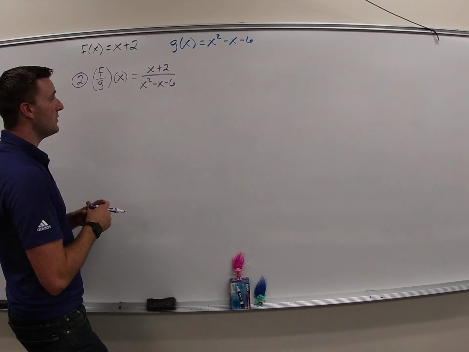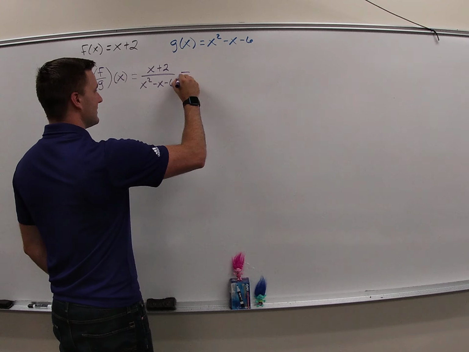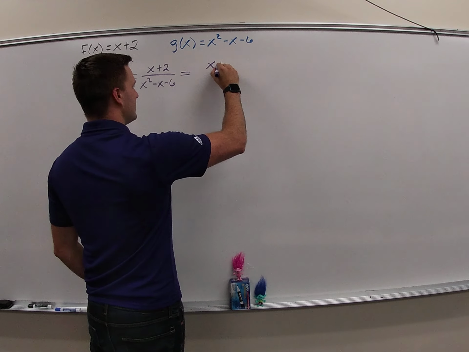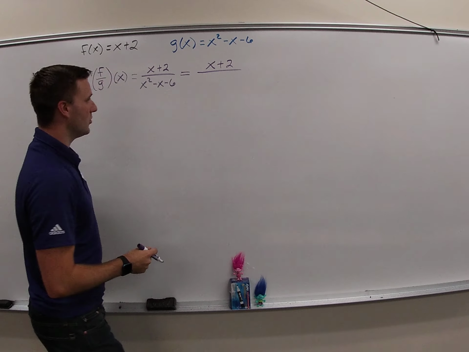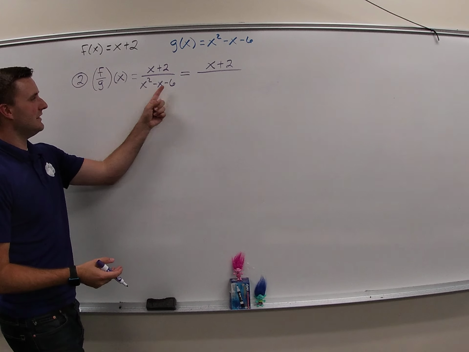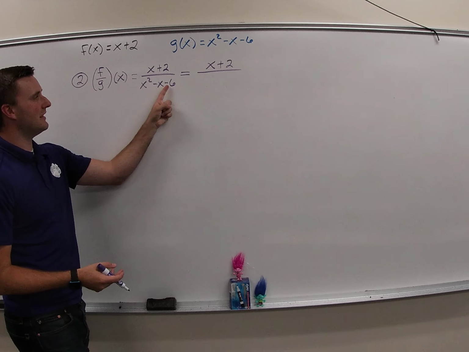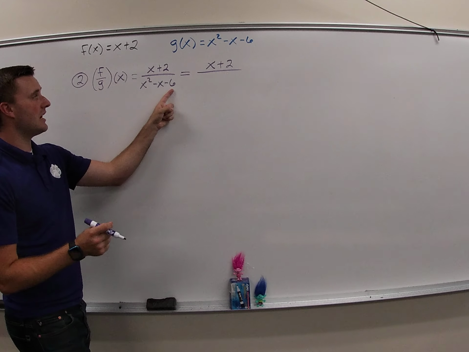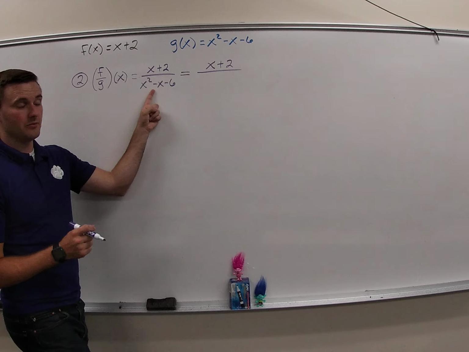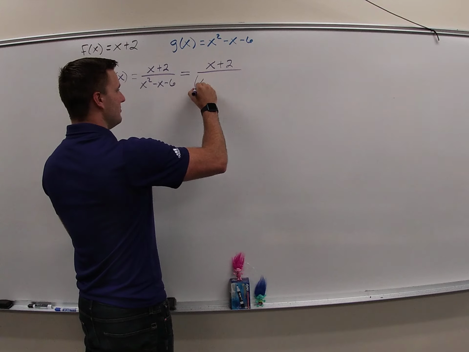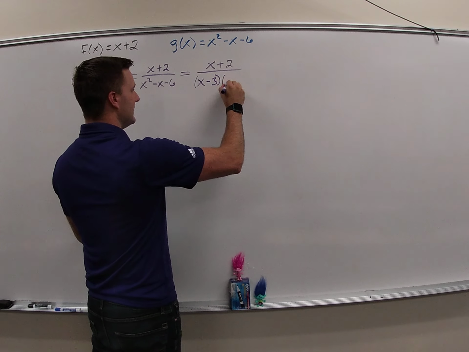So if we were to factor this, let's go ahead and write this out next to it. We're going to have x plus 2. I can't simplify that anymore right now. But if I factor this, I need 2 numbers that multiply to give me a negative 6 that at the same time would add together to give me a negative 1. And so those 2 numbers would be a negative 3 and a positive 2.